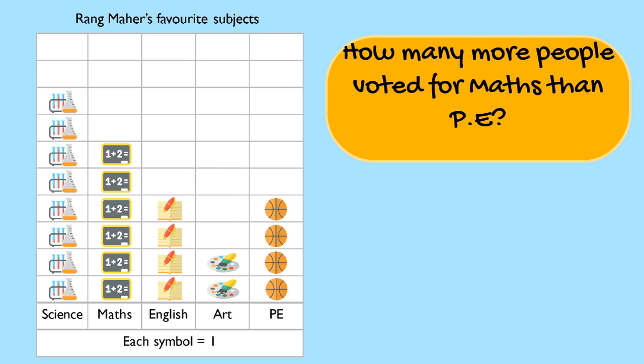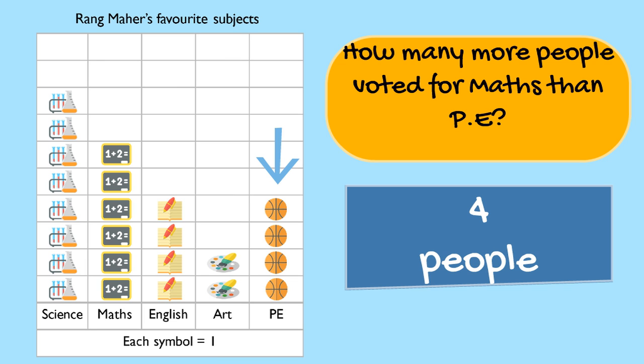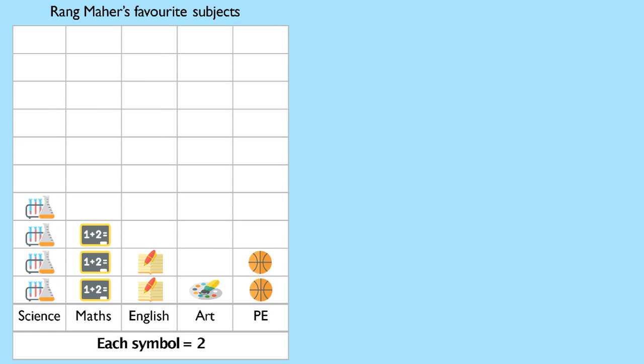How many people voted for PE as their favourite subject? Pause the video and write down your answer. Well, the answer is 4 people voted for PE. Here is a different pictogram that shows exactly the same data. What do you notice about this pictogram?